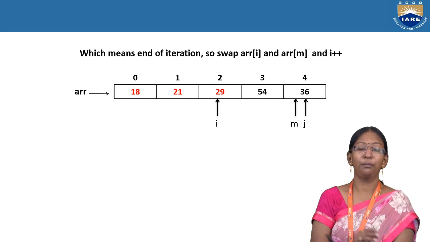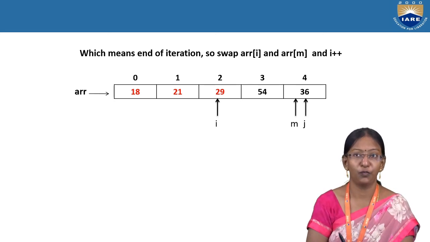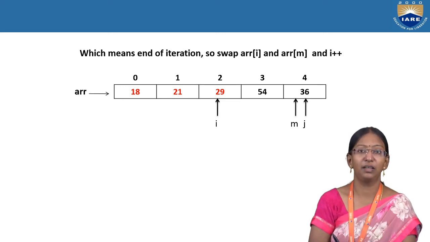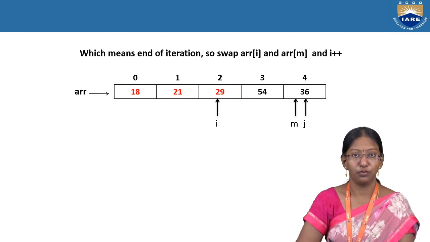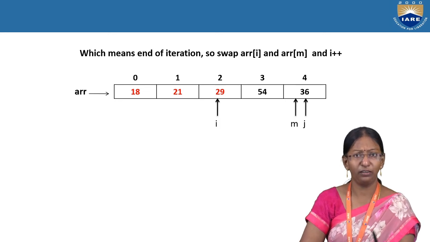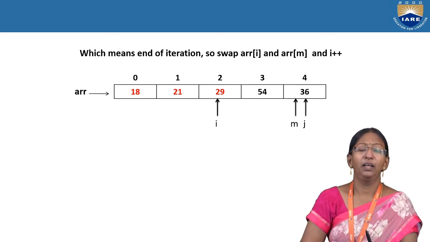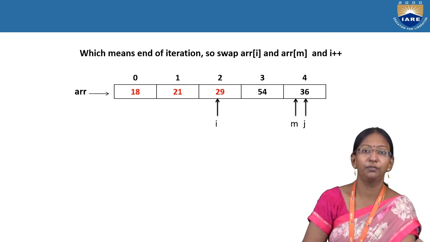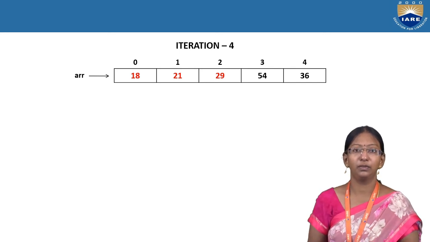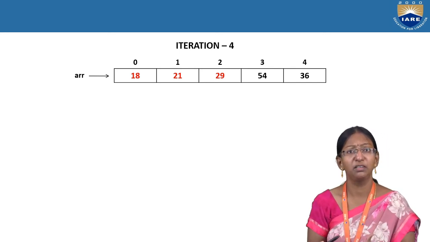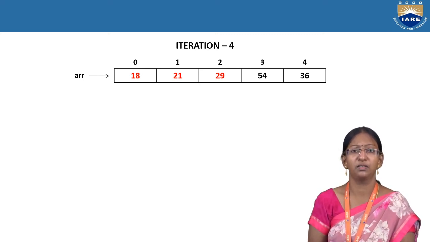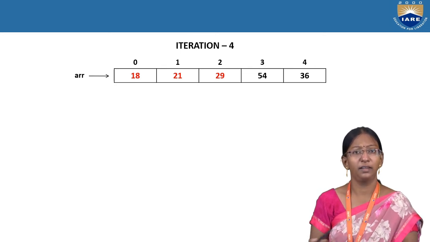So I have to swap 29 and 36, which I have done. And by the end of the third iteration, the third smallest element, which is 29, has come to its right position. This is the end of the third iteration. The partial result which we got will be the input for the fourth iteration. As this is the fourth iteration, it means we have successfully completed 3 iterations, meaning the 3 smallest consecutive elements in the list are in the right position.